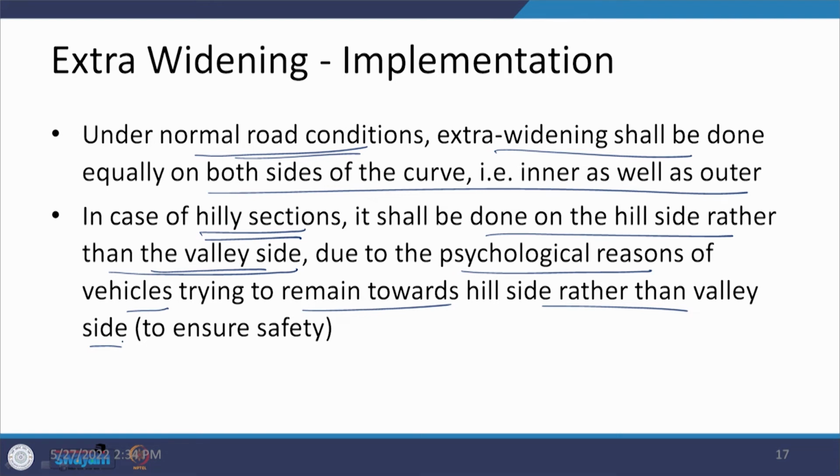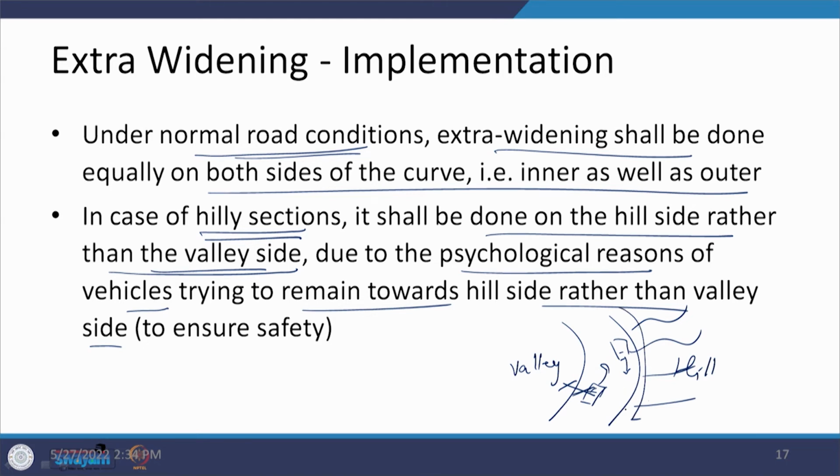When you are moving on this type of a system where you have a valley here and then the hill is on the other side, then all of the vehicles will try to remain towards the hill, and even the vehicles coming from this side will also try to maintain a bigger gap on this. So, we need to provide more clearance here, so that this type of behavior can be accommodated.